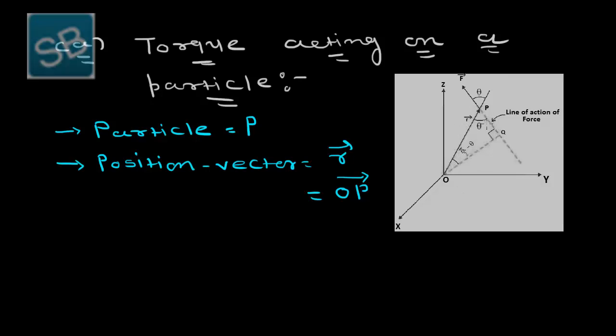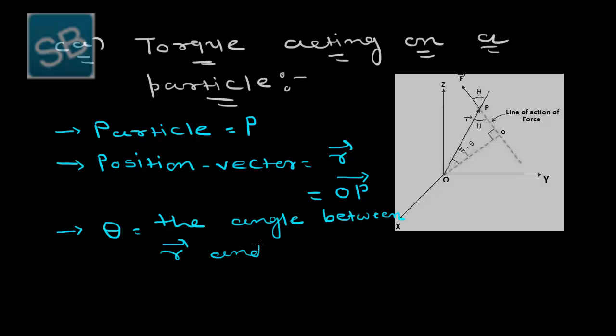Here theta is the angle between the position vector r and the line of action of force F. The particle need not necessarily be a particle of a rigid body, and with this, the vector product of r and F will give us the value of torque with respect to this origin.